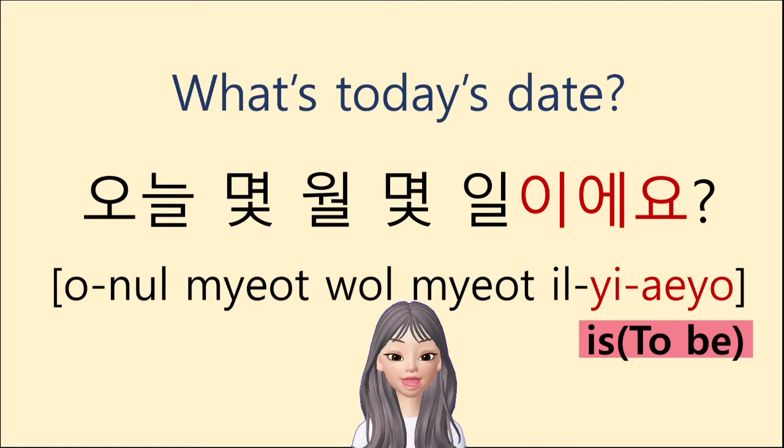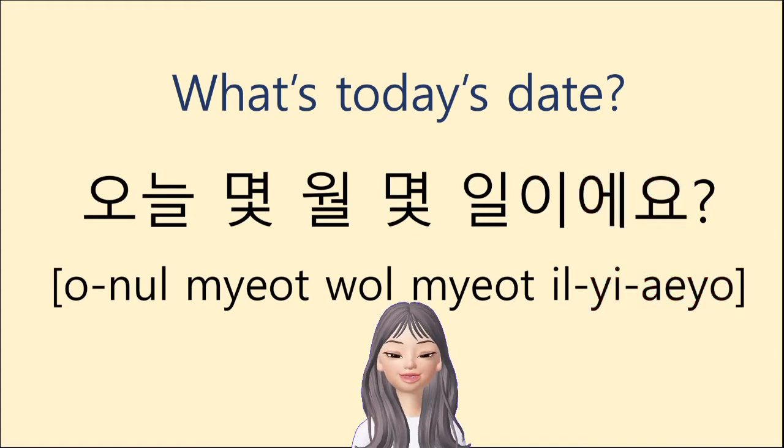Remember how we said 저는 칼이에요 for I am Carl? Here, 이에요 meant am or is, the verb to be. Similarly, here it also means is. So, 오늘 몇 월 며칠이에요? Literally becomes which month, which day is it today? 오늘 몇 월 며칠이에요? Try saying it out loud. 오늘 몇 월 며칠이에요?